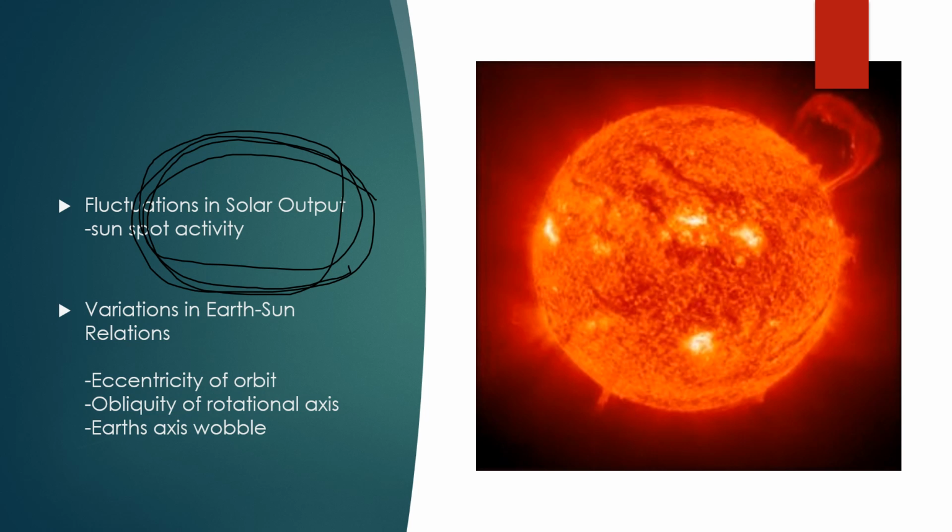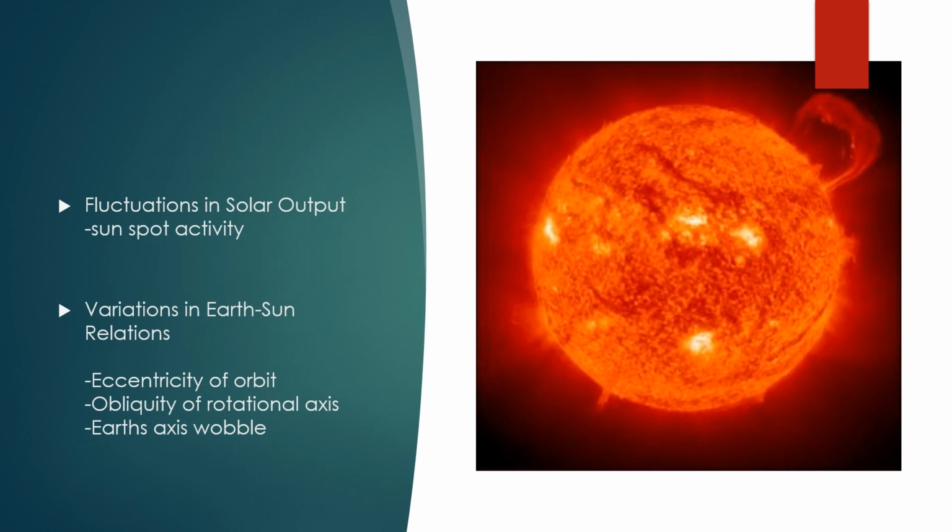Variations in Earth-Sun relations. We learned about this the very first few weeks of the semester. Eccentricity of orbit. What does that mean? So we know the Earth rotates around the sun, right? And in elliptical fashion, and then one day it'll change its course, and that will have a big impact on our climate, on our weather, on our seasons. Obliquity of rotational axis. So right now, the axis is tilted at 23.5 degrees, right? It's facing the North Star. Cool, it's all good. This will change.